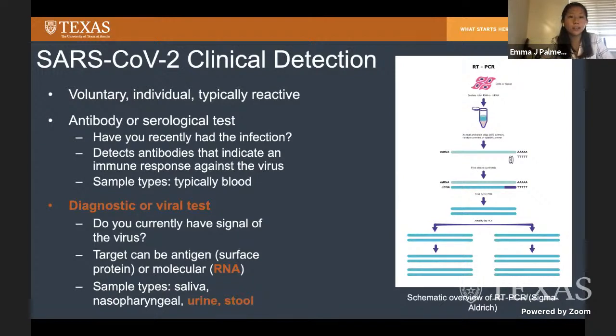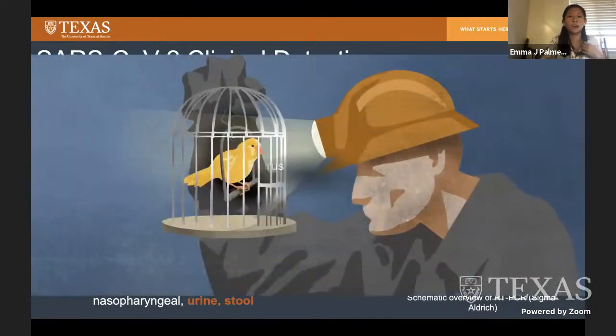So because these are reactive as opposed to proactive, something that we were really looking to determine is whether there is any way that we can determine if there's a spike in cases before people go and get tested, because of that lag time between when you feel sick and when you go to the doctor and when you get tested and when you get your test results back.